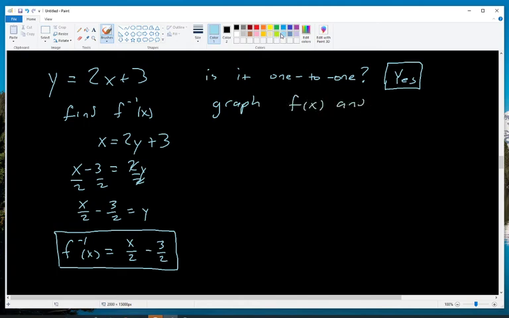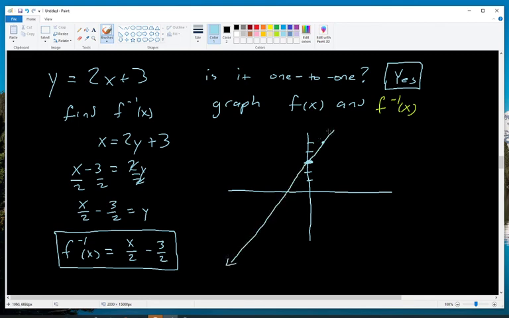And so I'll do f of x in kind of this bluish color, and I'll do f inverse of x in sort of this greenish color. So when you want to graph a function and its inverse, f of x, our function here to start out with, has a y-intercept of 3, and then it's a slope of 2, so every time it goes up 2, it goes to the right 1, and that gets another dot that we know the line passes through. So this is our f of x.